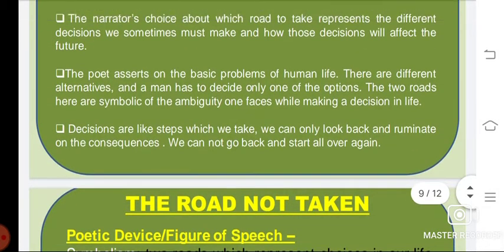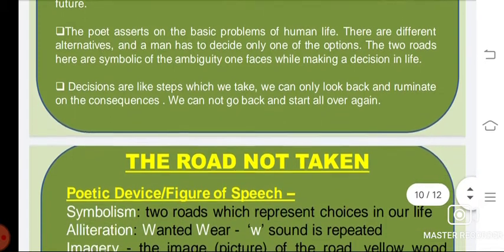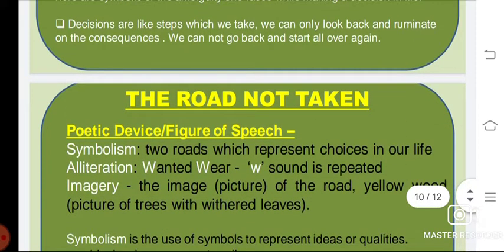Third point, the poet asserts the basic problem of human life. There are different alternatives, and a man has to decide on only one option. The two roads here are symbolic of the ambiguity one faces while making a decision in life. Decisions are like steps which we take. We can only look back and ruminate on the consequences. We cannot go back and start all over again.